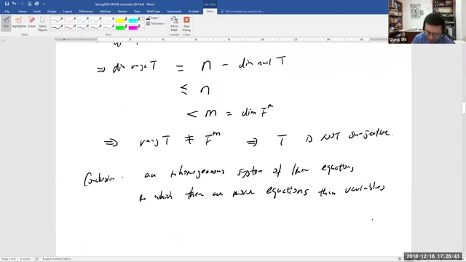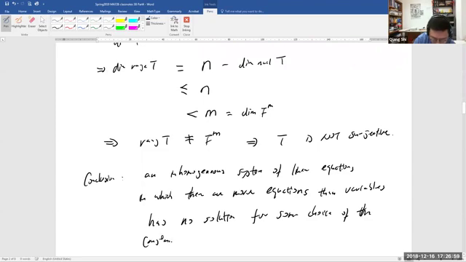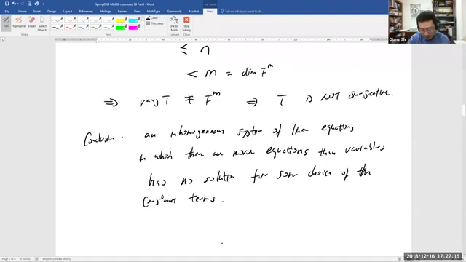So if we have a system with more equations than variables, then this system has no solution for some choice of the constant terms. For some c, there is no solution. But we're not saying that for every constant term you put on the right-hand side there is no solution. There must be something that makes it no solution, or maybe there is one, maybe there are two, maybe there are several.